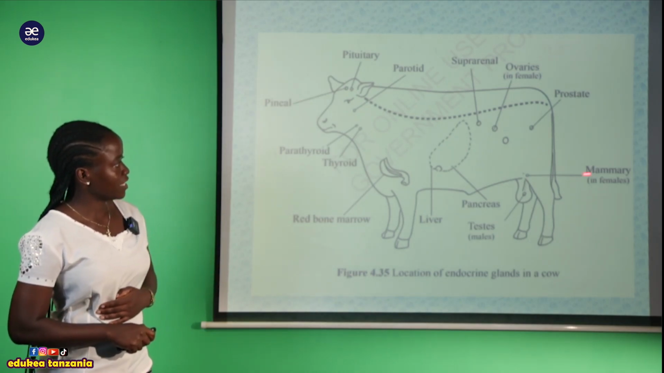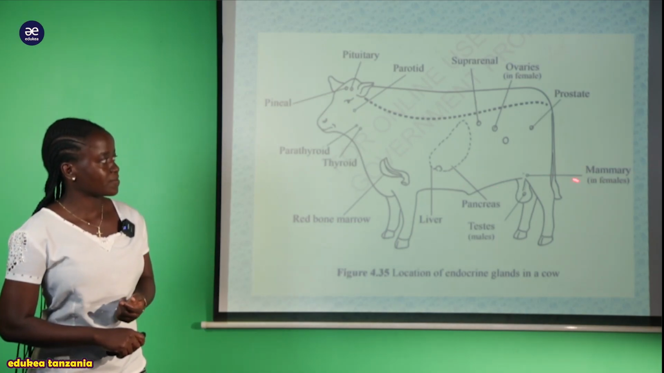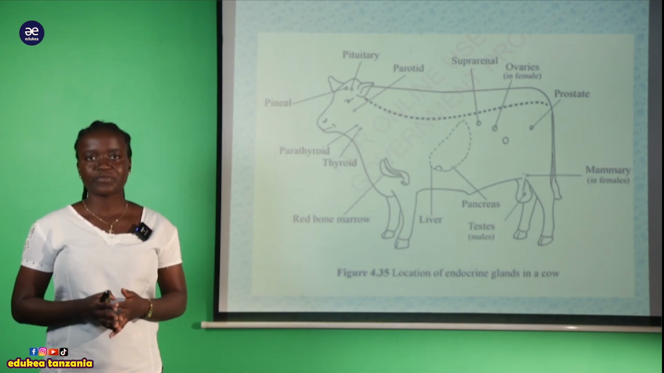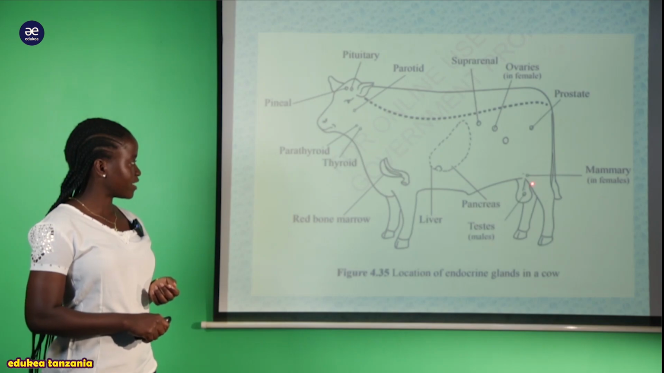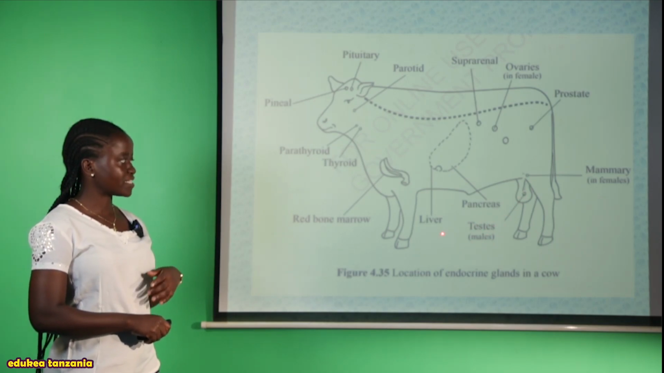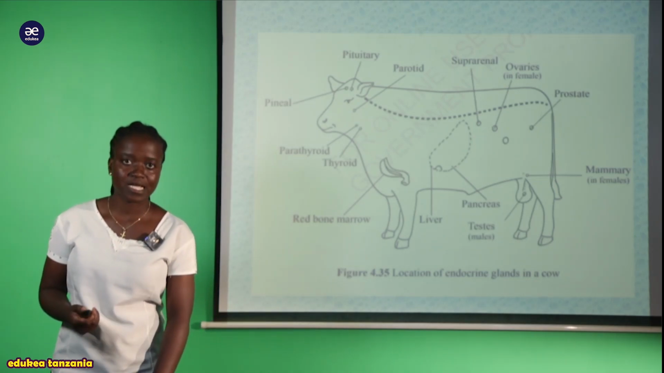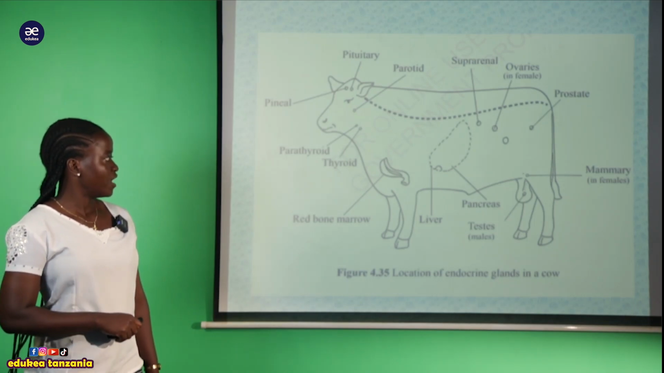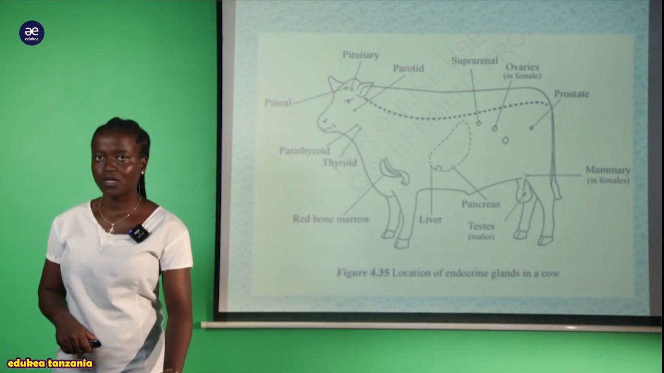And also now you can see, if that is the female cow, it possesses the mammary glands. The mammary glands are what produce milk. And now we have the pancreas. If that is the male, they have testes, so within the testes is where there is production of testosterone. We are going to see that further in the table, you will understand. And also we have the liver. Also within the liver there is production of hormones.